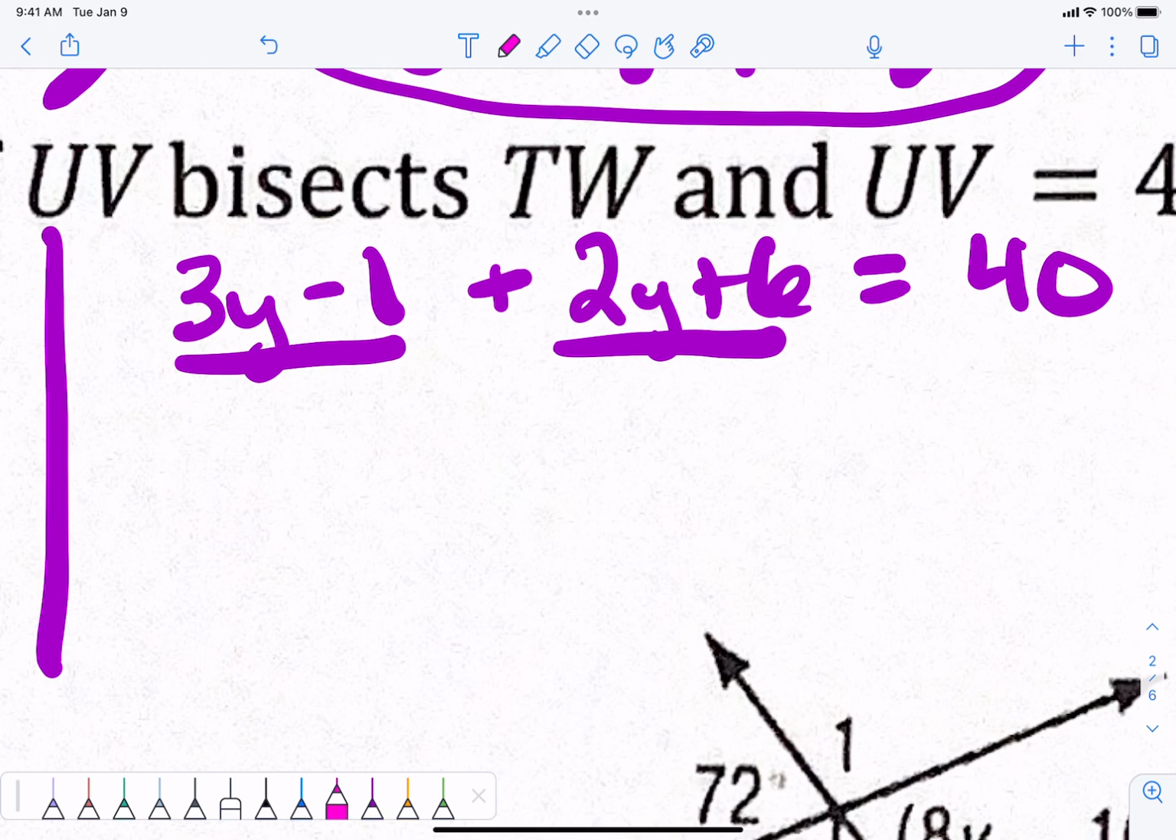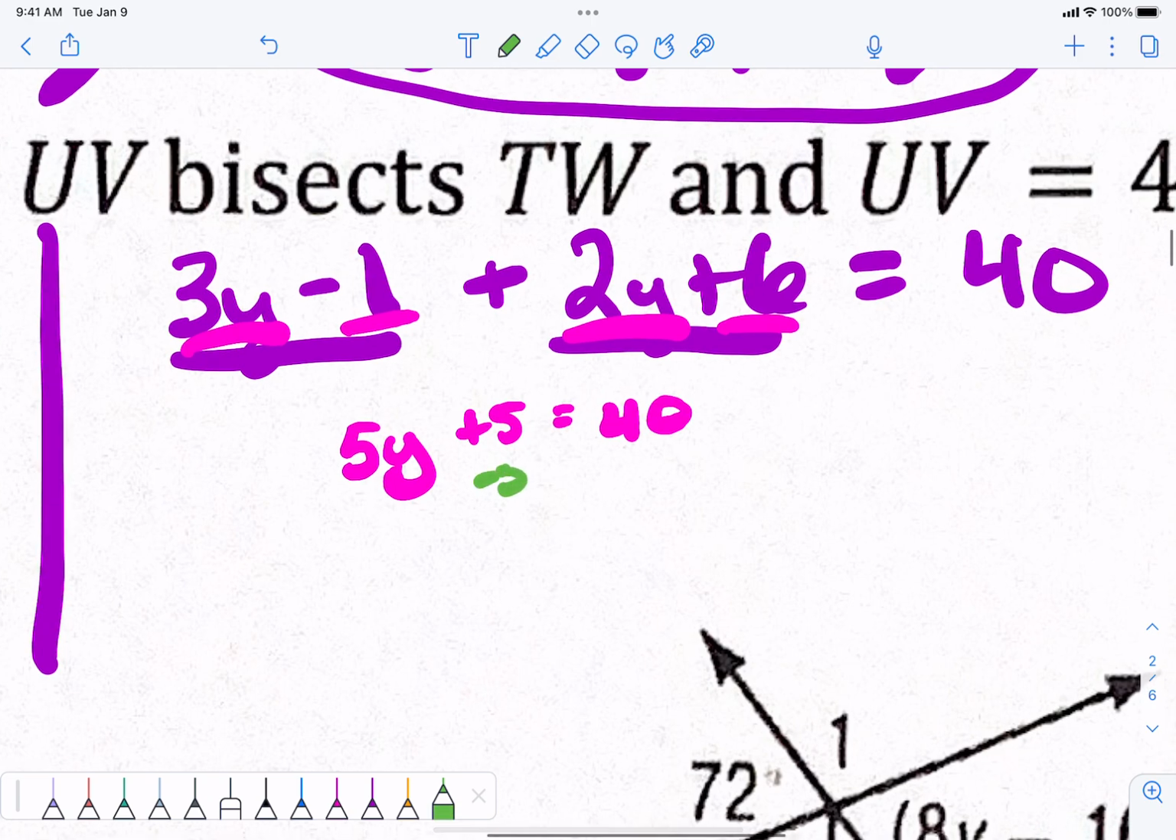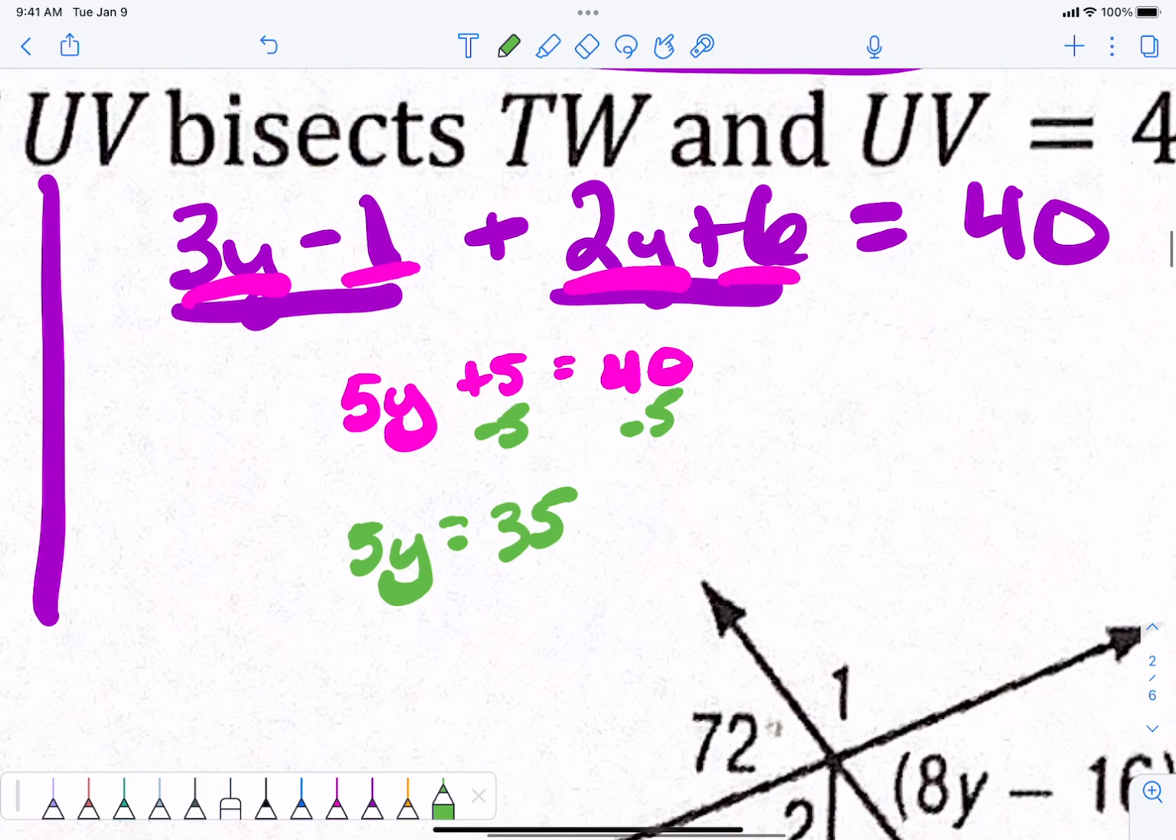Okay, so let's combine stuff. 3y and 2y added together make 5y. Negative 1 and 6 go together, and that's plus 5 equals 40. Okay, let's subtract the 5, subtract the 5. So 5y equals 35. Subtract 5, divide by 5.